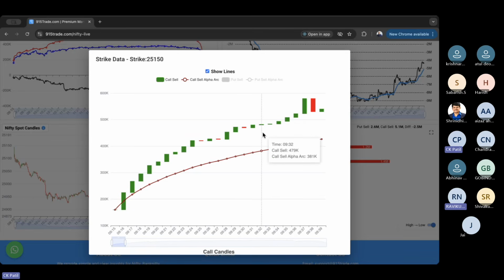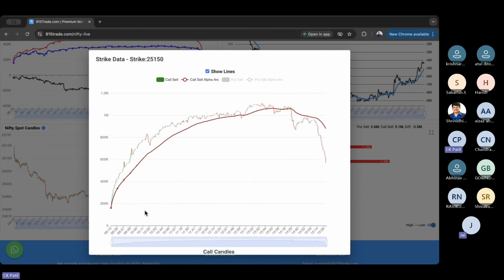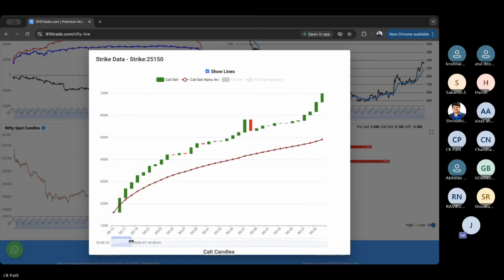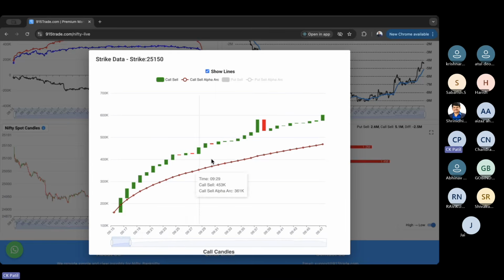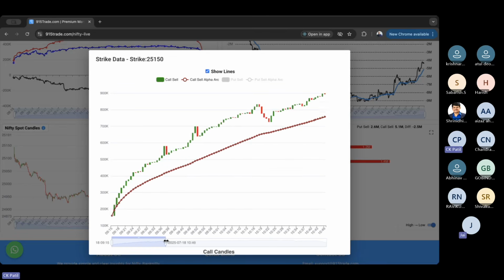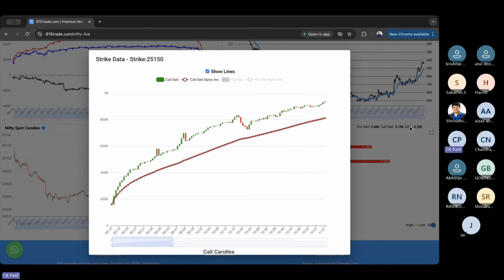As a seller, again, I'll explain. Look who is at the top, whether call is at the top or put is at the top. If call is at the top, what you need to do is start selling that, and as long as they are maintaining the gap, you are on the good side. You can continue your position. You can continue your call sell position.